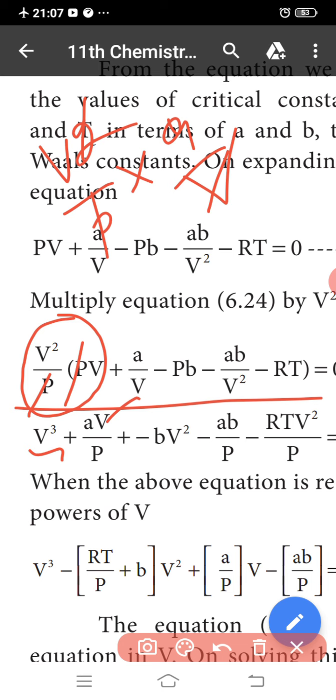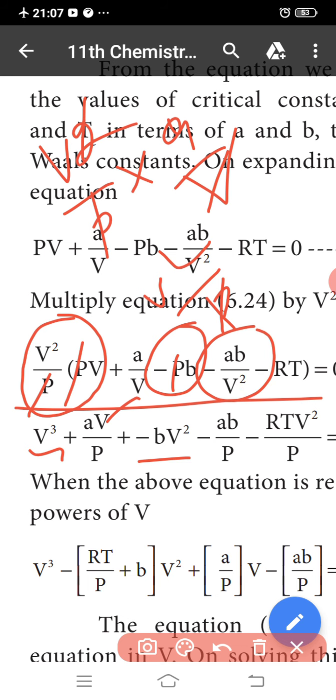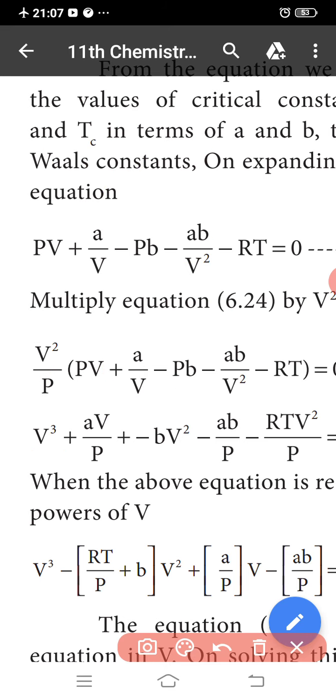The next term, V²/P into Pb: the P cancels, so minus bV². The next term is minus ab/V², multiplied by V²/P. The V² cancels, so minus ab/P. The next one, RT into V²/P, so minus RTV²/P is equal to 0.